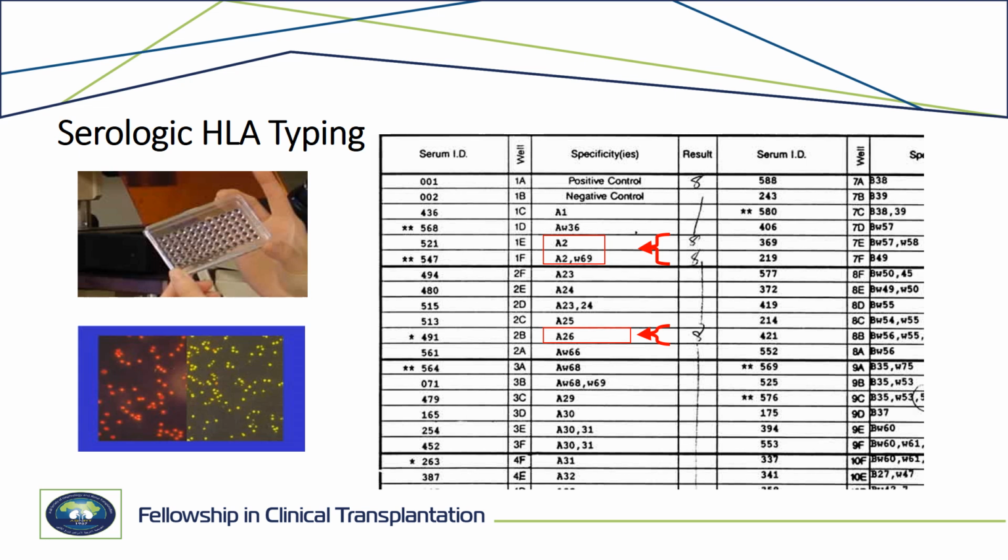In the other example here is the 491, and the specificity is A26, and you can see that the result is also 8, meaning that this individual is typed as HLA A2 and HLA A26. The other wells didn't react, and it was negative. So this means that this individual is only typed as HLA A2, HLA A26.